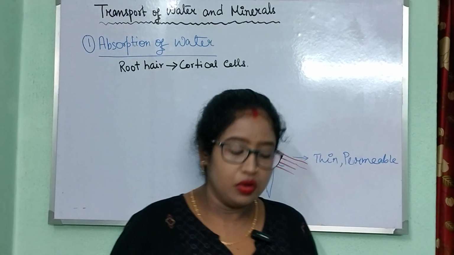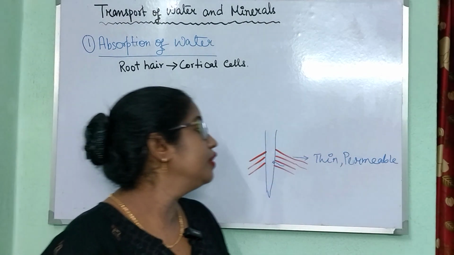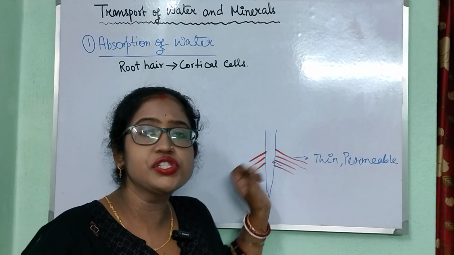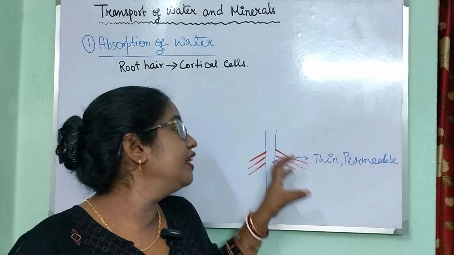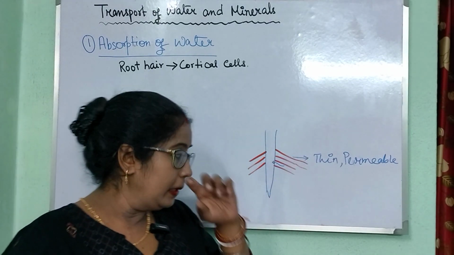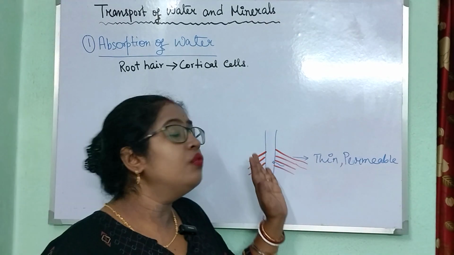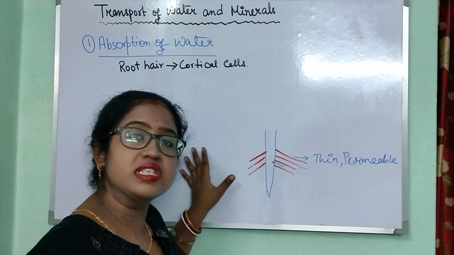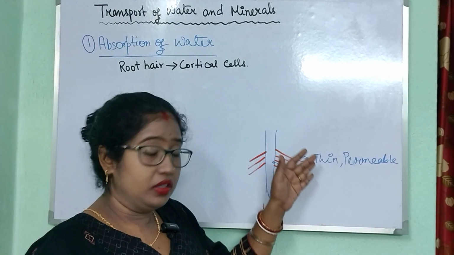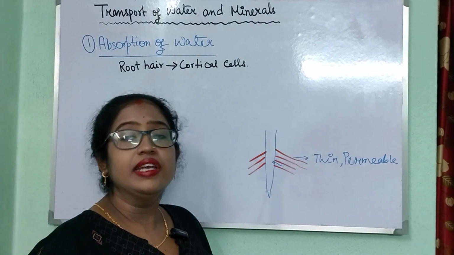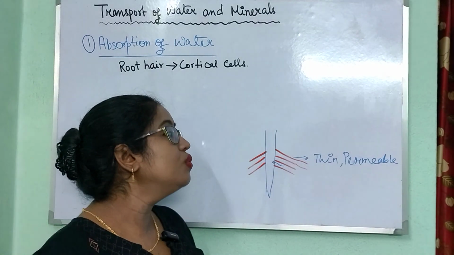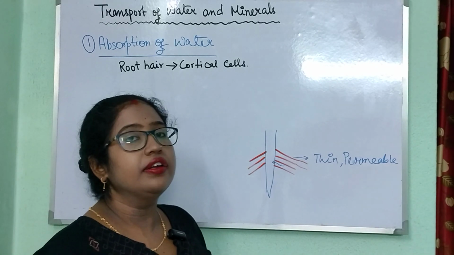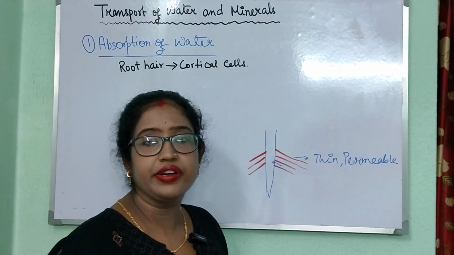When the root hair absorbs water, it creates a concentration gradient of ions inside the root hair structure. Means the water present in soil and the water present in the root hair create a concentration gradient, an osmotic concentration gradient, not the diffusion one.